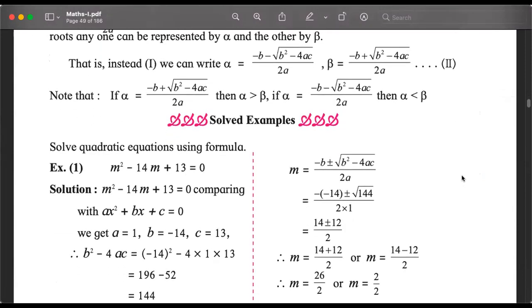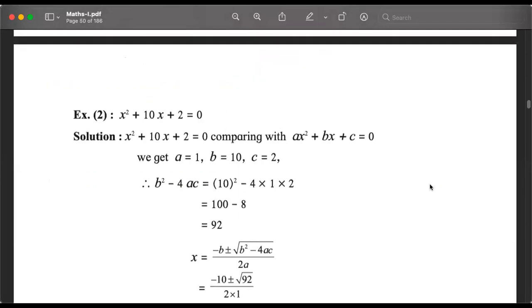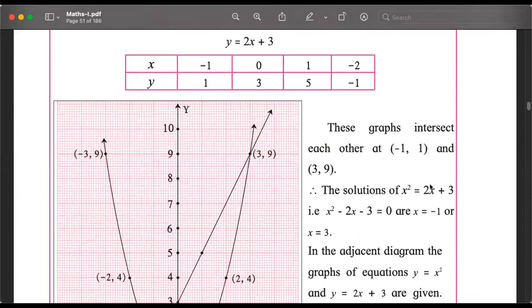This is the basic theory. This is part 1 of the chapter. Now I divided the content into 2 parts. One was solving quadratic equations. The second thing was the relationship between the solutions and the coefficients.